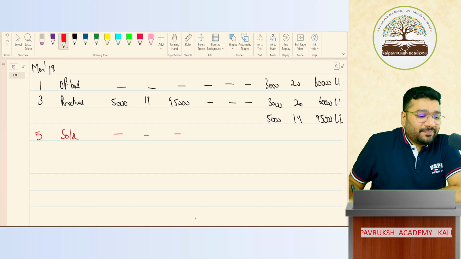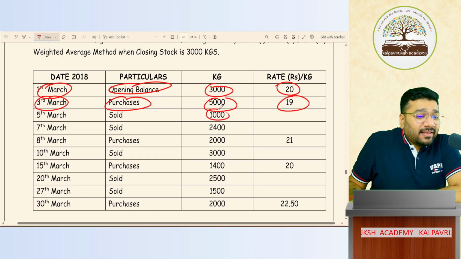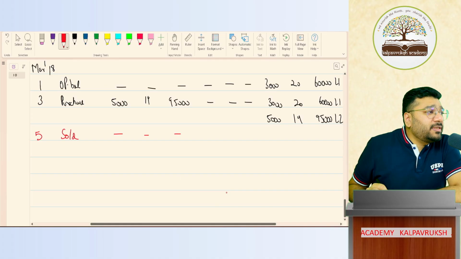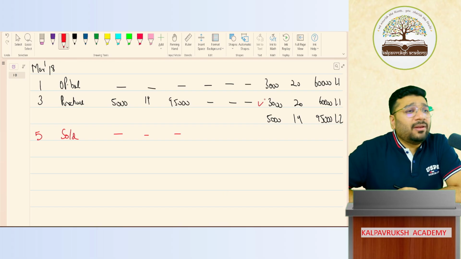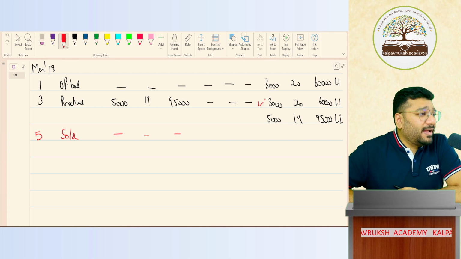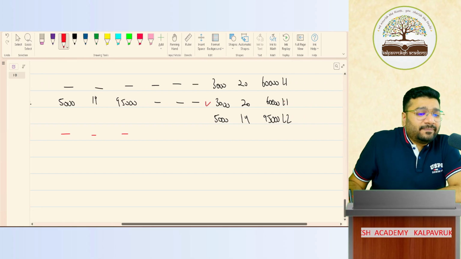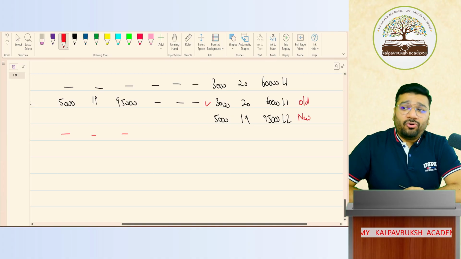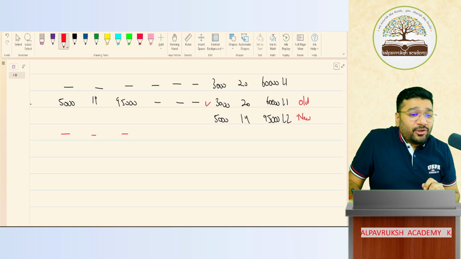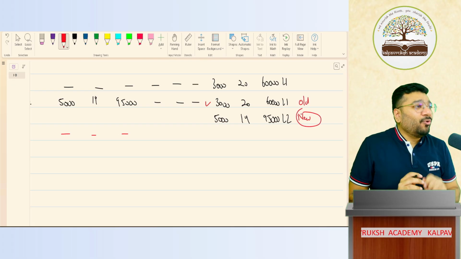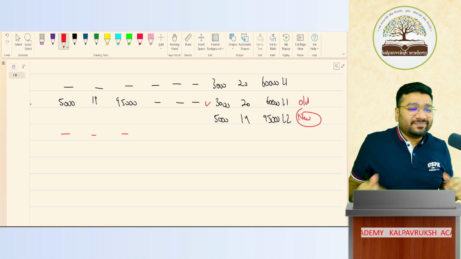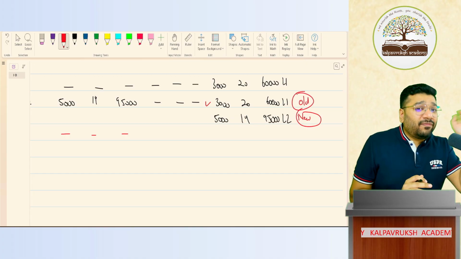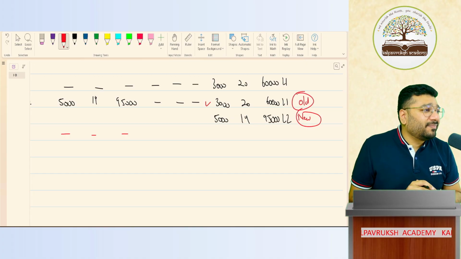Now, sold, how many kgs? 1000 kg. So 1000 kg from what will you take? Lot 1, sir. No, you'll take from lot 2. Which businessman says, lot 1 is old stock, lot 2 is new stock, customer, you are God, hence I will give you from new stock, old stock I will keep it, I will give it last? Which businessman will say that?